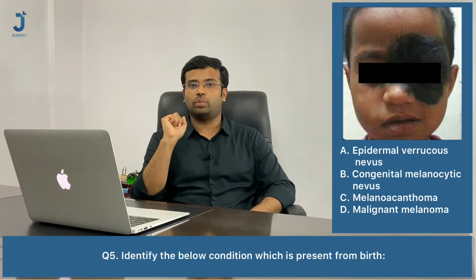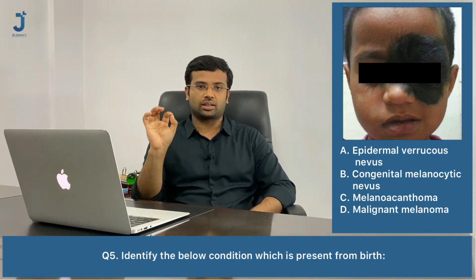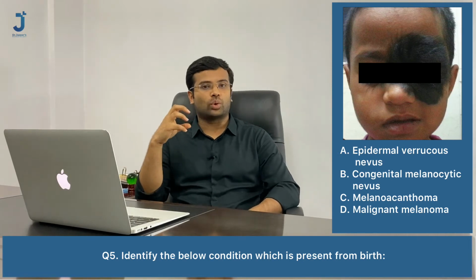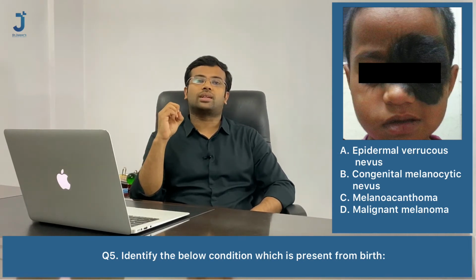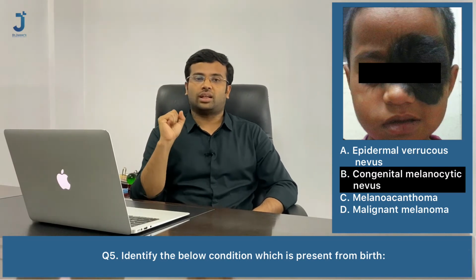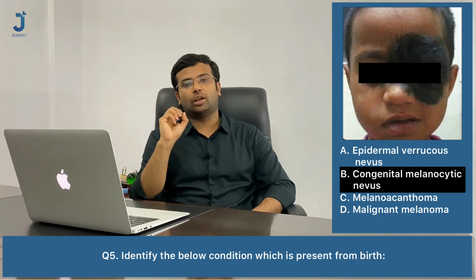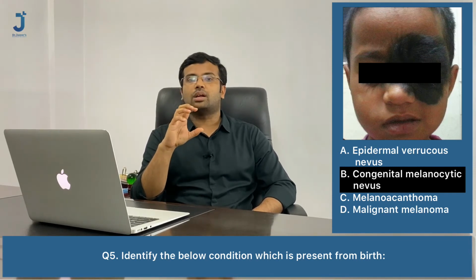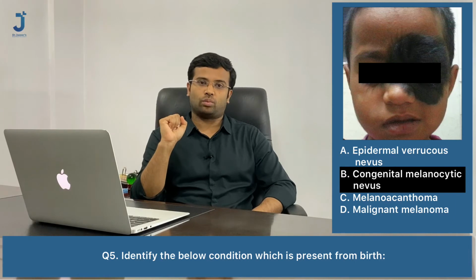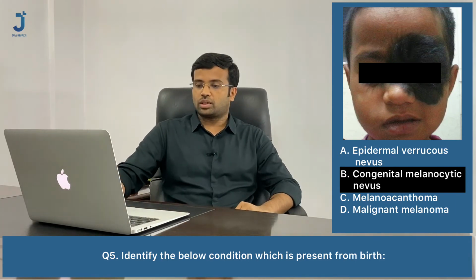The right answer would be anything that is dark black in color with some hair growing over it. So this is called a congenital melanocytic nevus. So the right answer is congenital melanocytic nevus. Please remember that giant congenital melanocytic nevus is a precursor for malignant melanoma. So the giant one where the size is very big. Now let's go to the next question.